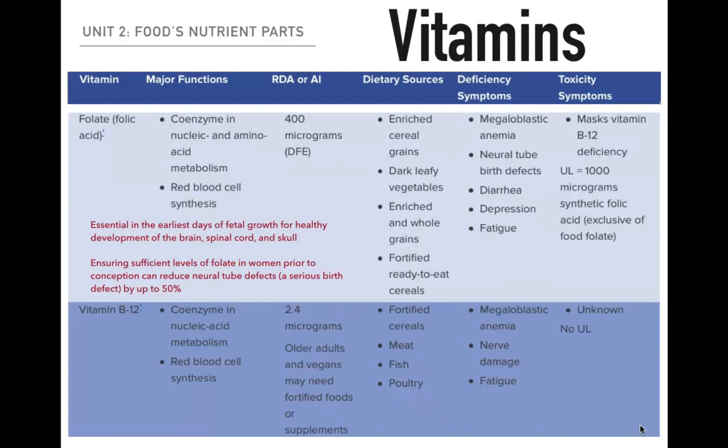Many scientists believe folate deficiency is the most prevalent of all the vitamin deficiencies. It's especially important for females of childbearing age to consume it because it's essential for proper neural tube development, and that's what turns into the fetus's brain and spinal cord. And defects can occur within the first 30 days after conception. And that's a time when mama might not know that she's actually pregnant.